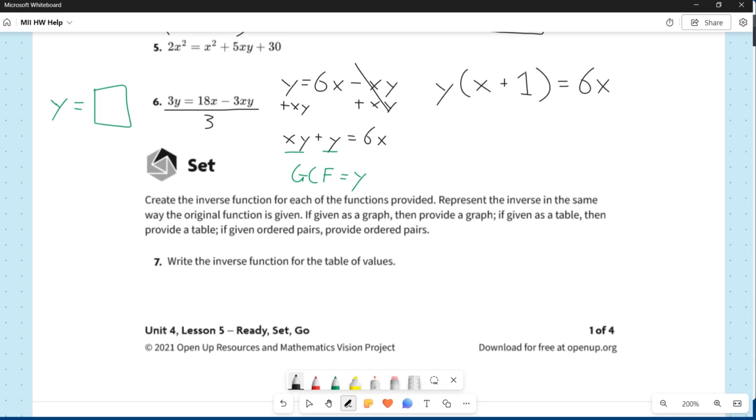And what's nice about the factoring is that now I have y times something. The something inside the parentheses is a binomial. So if I want to get rid of that, it's y times something, and to undo multiplication, I divide. The thing I'm going to divide by is the entire factor inside the parentheses, which is x plus 1. You can put that in parentheses if you want. It doesn't really matter for this step.